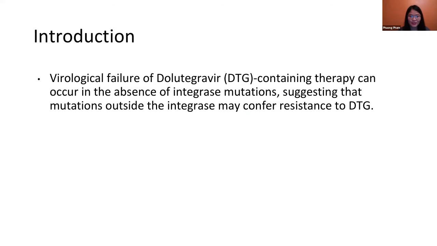Okay, great. So despite the effectiveness of antiretroviral therapy, virological failure can occur in HIV-1 infected individuals, often in the absence of recognized drug-resistant mutations. In particular, virological failure can occur in therapy containing the integrase strand transfer inhibitor dolutegravir in the absence of changes in integrase. So this observation suggests that mutations outside of integrase may confer resistance to dolutegravir.